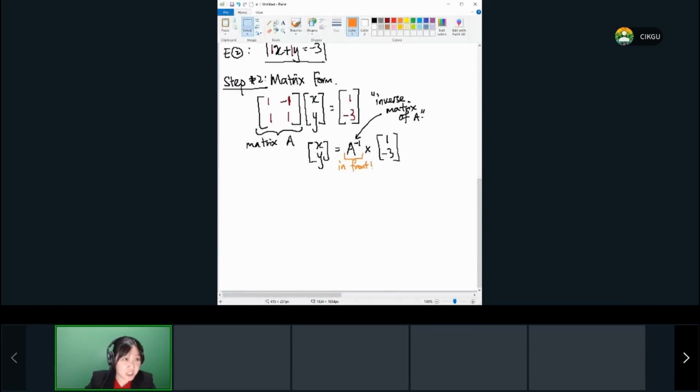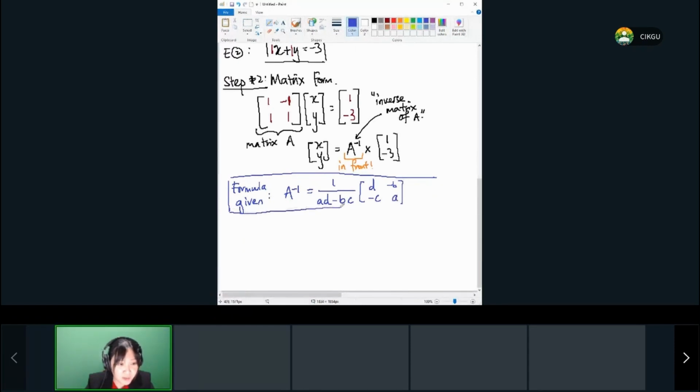Now, fortunately, your formula sheet does give you the formula to find the inverse matrix. So let me write it down here: formula given in the formula sheet. So don't worry. What does your formula sheet say? A negative 1, where A is the matrix, equals 1 over AD minus BC, times the matrix D, negative B, negative C and A. Unfortunately, the formula only gives like this.